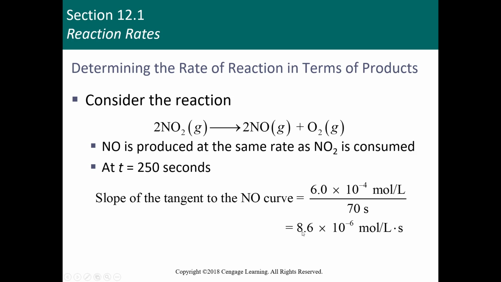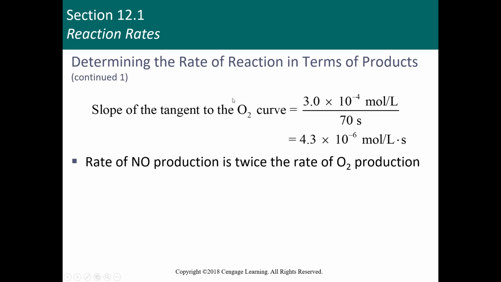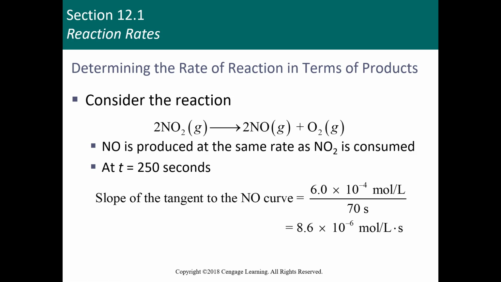So here we had 8.6 times 10 to the negative 6 for the NO curve. Notice that is a 2 coefficient. Here for the O2 curve, we find out that's 4.3 times 10 to the negative 6. Look at that. That's half, isn't it? That makes sense, because every time you produce 2 of these, how many of these will you produce? Well, that has a 1 there, doesn't it? And so that means you would produce half the number of O2s for any NOs you produce. So that means the rate has to be half, because every time you do this reaction, you produce 2 of these, 1 of these.